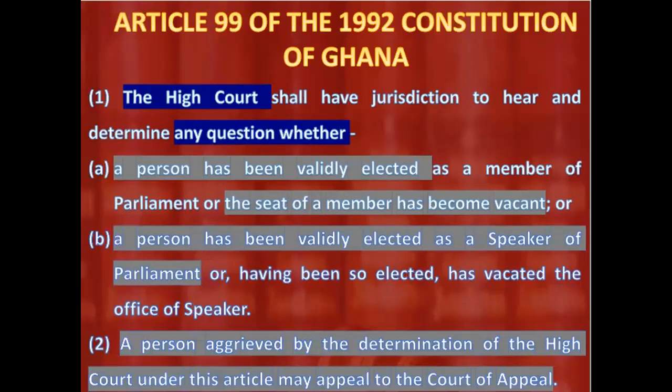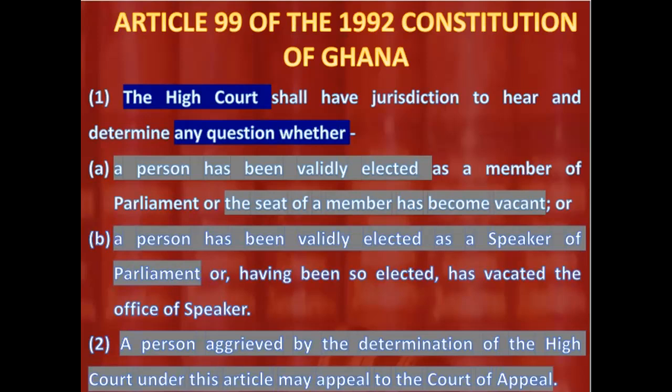Because Article 99 says that the High Court shall have jurisdiction to hear and determine any question, A, whether a person has been validly elected as a member of parliament, or any question about the seat of a member of parliament having become vacant. And so under Article 99 of the Constitution, the jurisdiction to hear parliamentary election petitions is given to the High Court under Article 99.